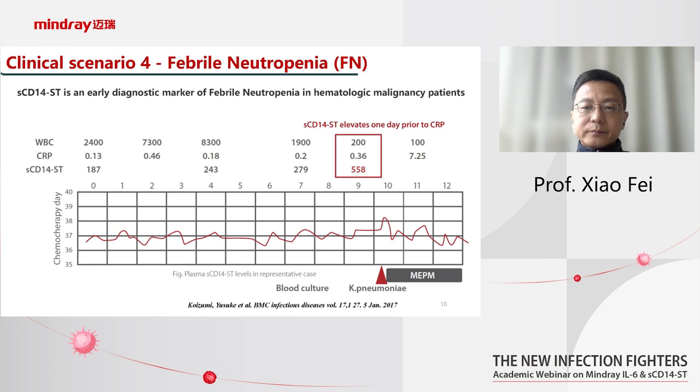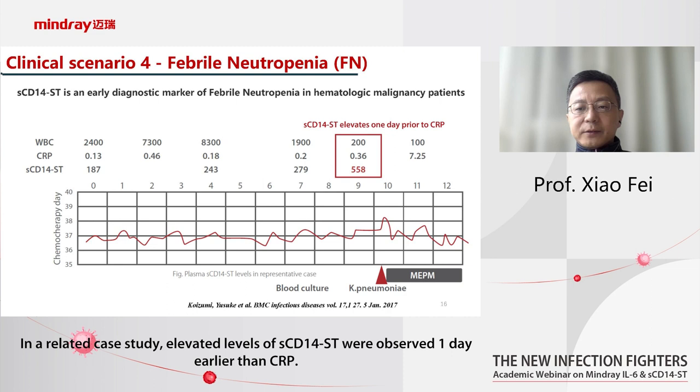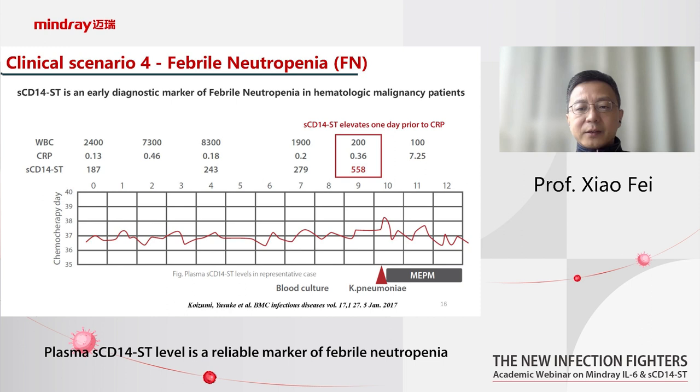Here, sCD14-ST is an early diagnostic marker for febrile neutropenia in hematologic malignancy patients. In a related case study, elevated levels of sCD14-ST were observed one day earlier than CRP. Plasma sCD14-ST level is a reliable marker of febrile neutropenia.